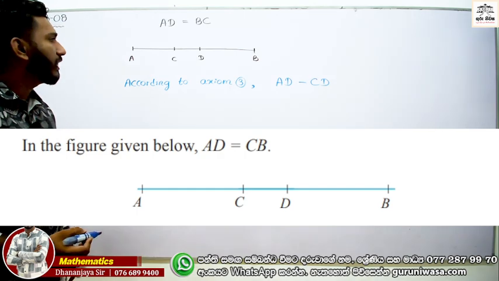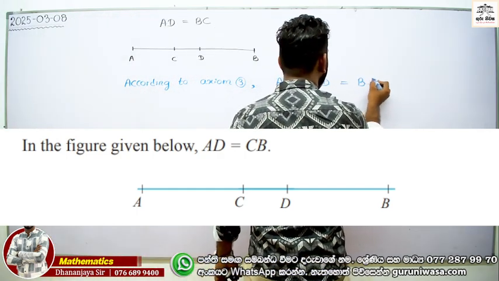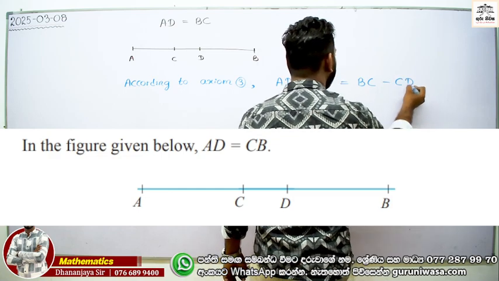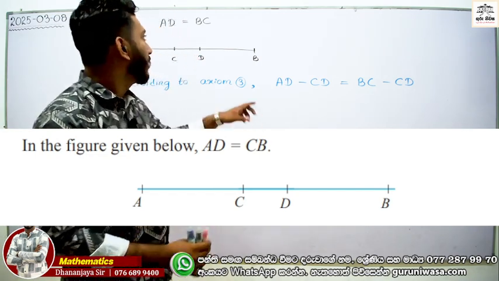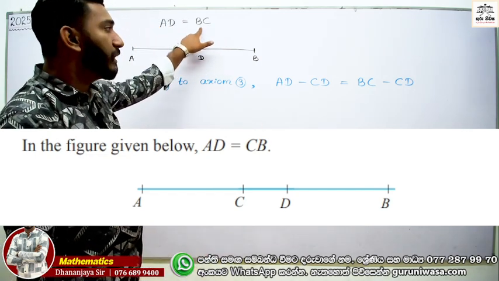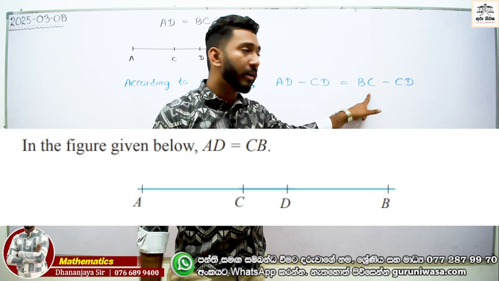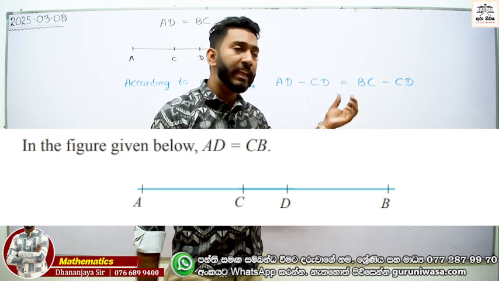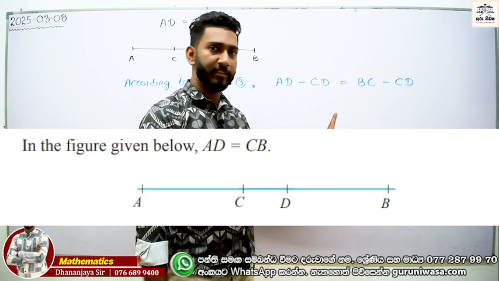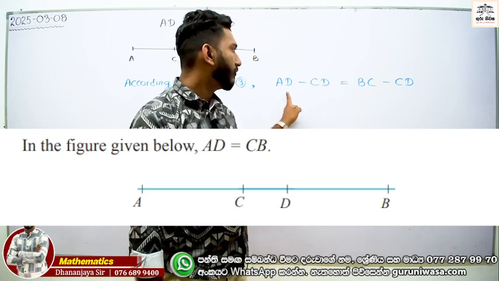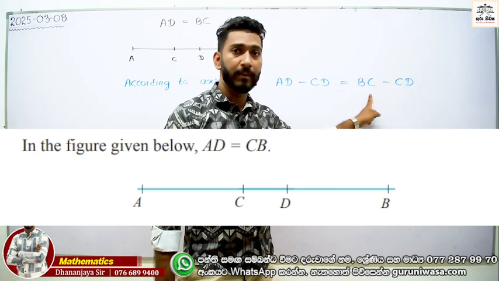CD from AD. And this one should be equal to the, again, I am going to subtract CD from BC. Did you see what I did? AD equals BC. AD equals BC. Now I am going to subtract the same quantity. Equal quantity subtracted from equal quantities. CD subtracted from the AD as well as CD subtracted from the BC.